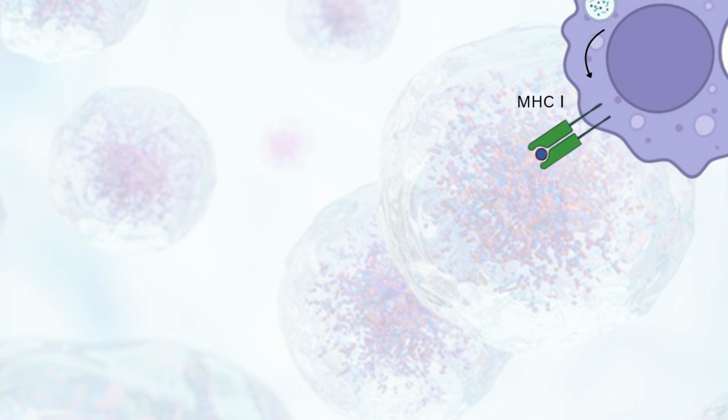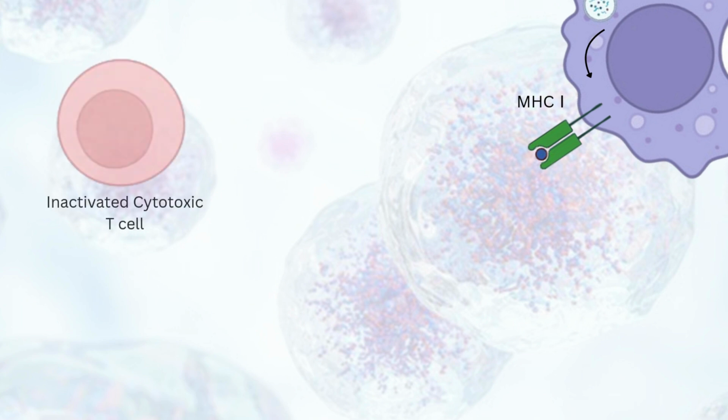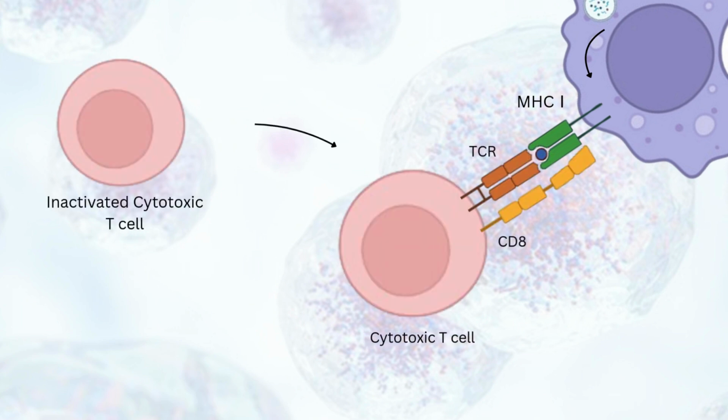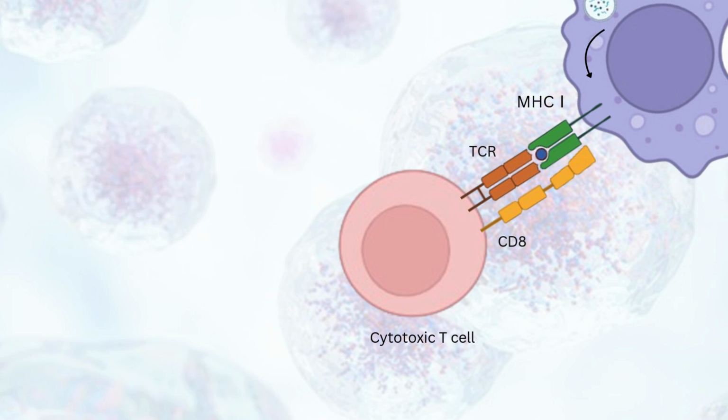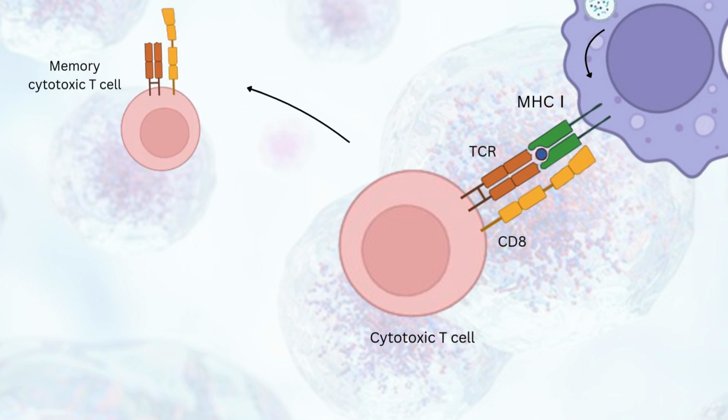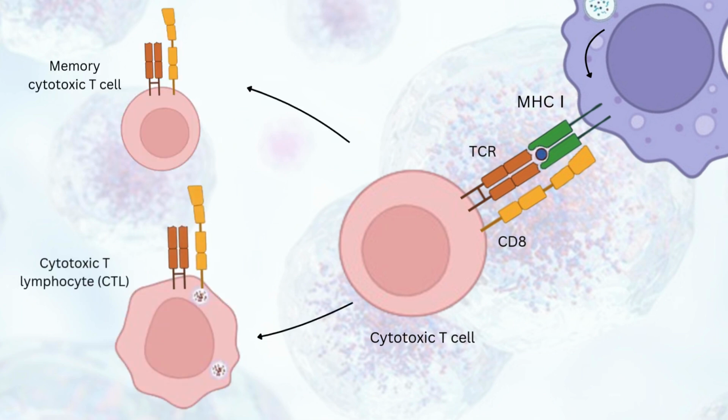Presentation of this endogenous antigen can result in the activation of cytotoxic T cells. A cytotoxic T cell gets activated when its T cell receptor binds with the antigen and the CD8 receptor binds with MHC class I, respectively. Once activated, cytotoxic T cells can result in the production of memory cytotoxic T cells for later exposure and in the production of cytotoxic T lymphocytes.